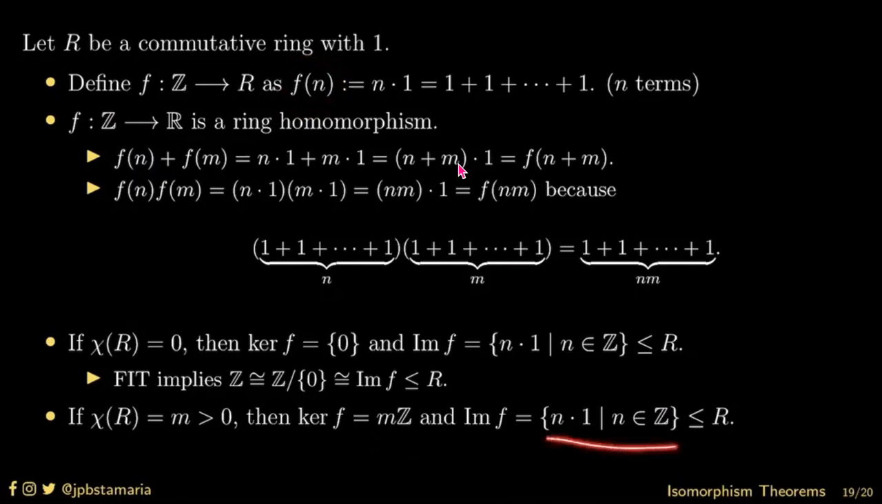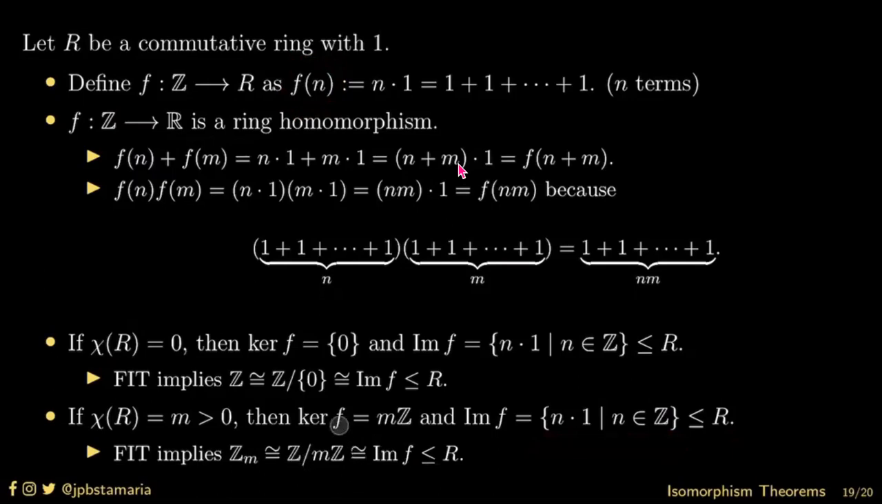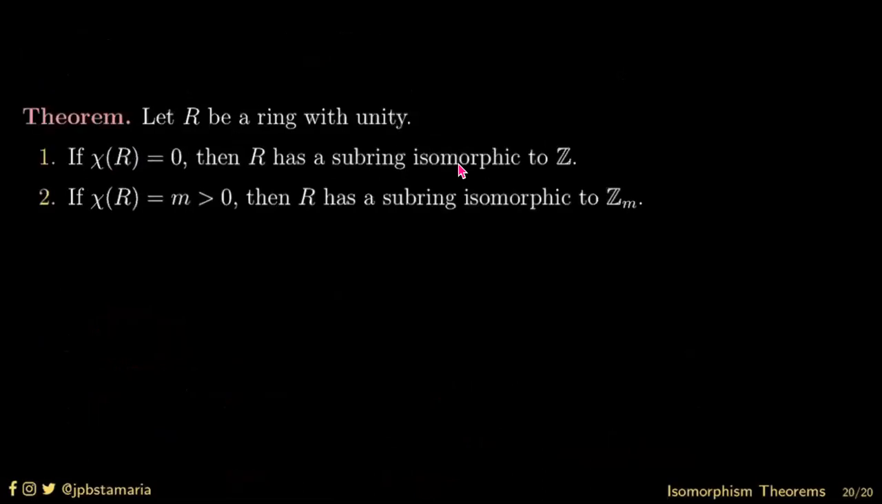On the other hand, the image also consists of multiples of unity, which is a subring of R. And again, by the first isomorphism theorem, this is what happens. Z modulo mZ, which is the kernel, is isomorphic to Z sub m, as we established earlier. And it is isomorphic to the image inside R. So this is what happened. When the ring has characteristic 0, it has a subring isomorphic to Z. When the ring has positive characteristic m, the ring has a subring isomorphic to Z sub m.